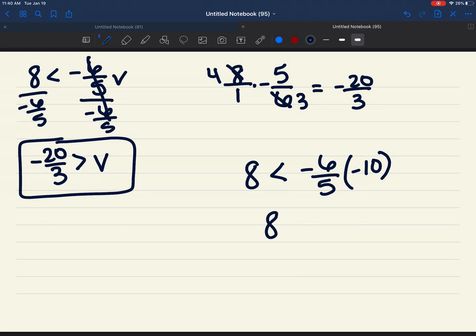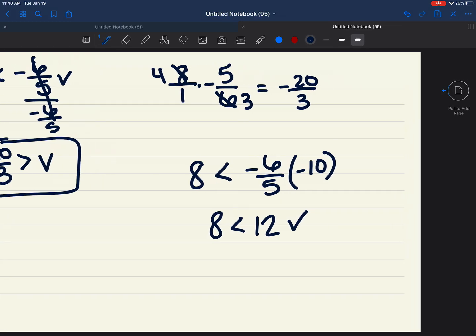What's 10 divided by 5? 2. What's 2 times 6? 12. Is 8 less than 12? Yes, that means it checks, okay? Again, you can choose any number, it's just going to leave you with a fraction. That's why I just think a little bit ahead, okay?